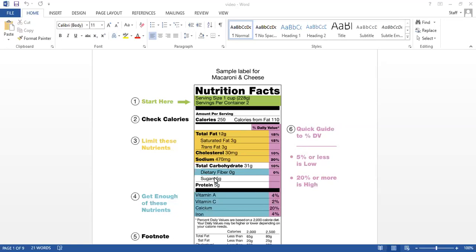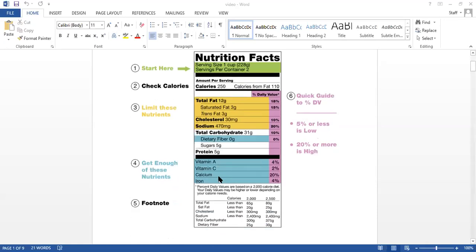Different sugars are also located in the label here. Sometimes you'll see it in fine print, like below the label as well. Again, you don't have to worry about those. Just find the words total carbohydrate, and again, your number is 31 grams.